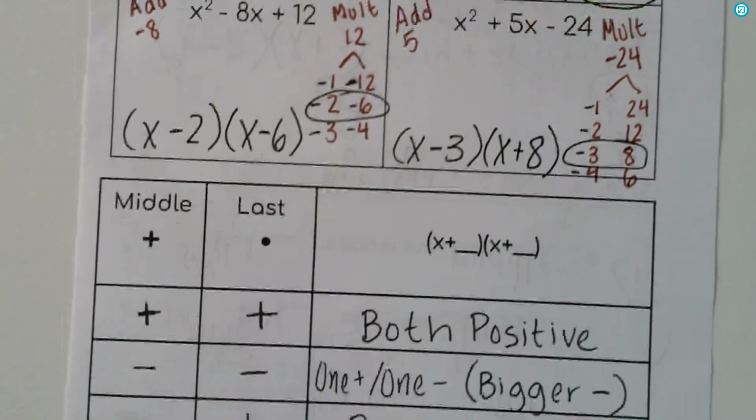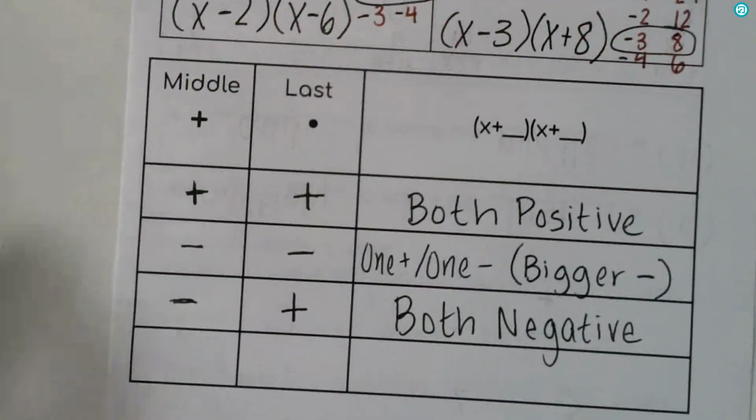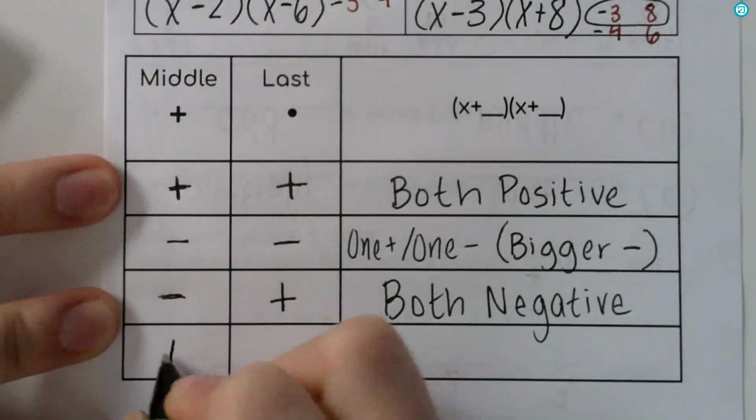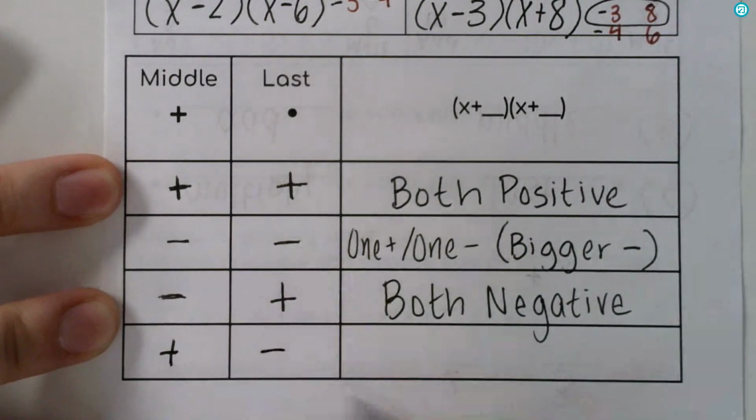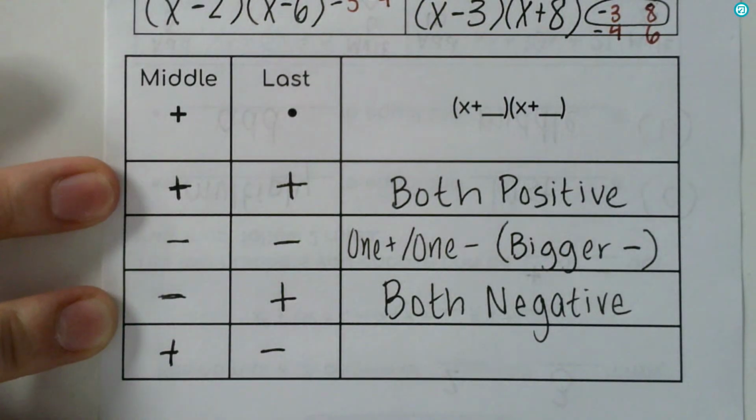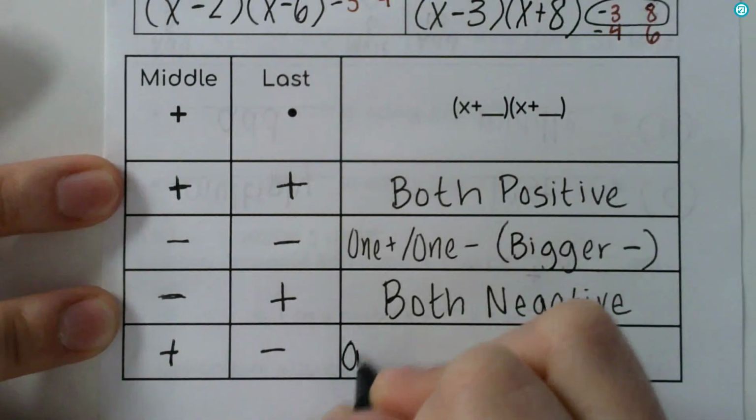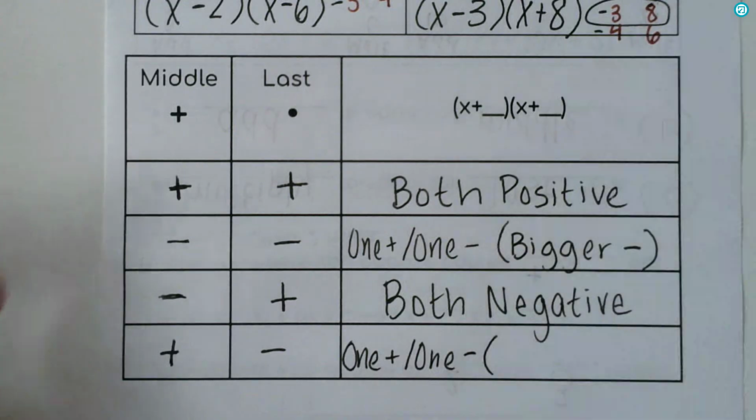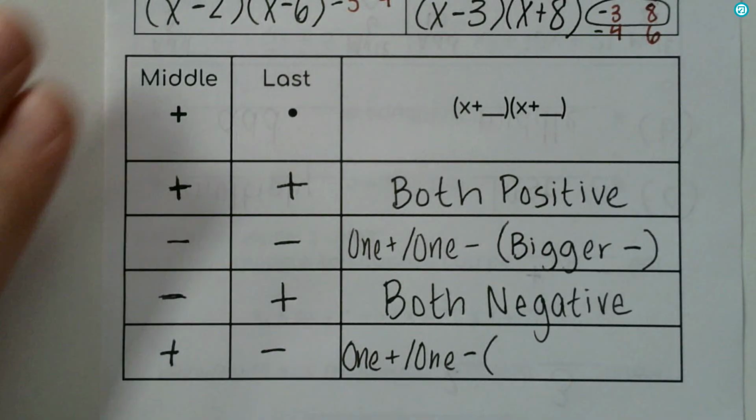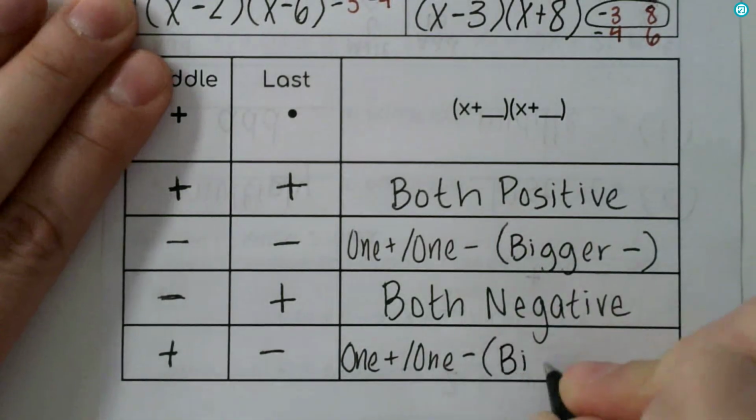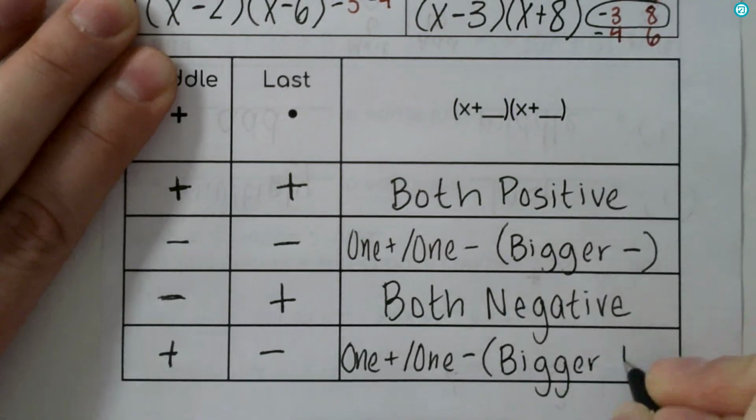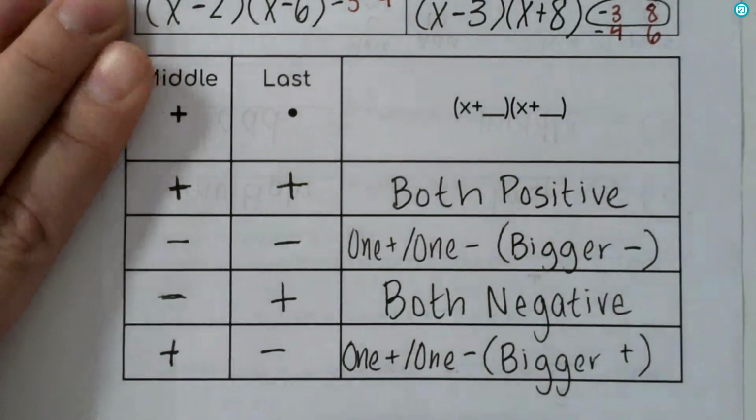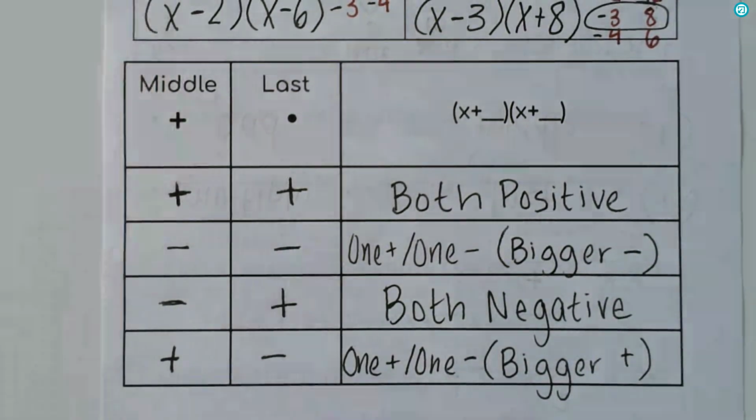Last row of our table. We just added to be positive, but multiplied to be negative. Anytime we need to multiply to be negative, we know it's going to be one positive and one negative. Then in parentheses, the type of number I used for that was I picked two numbers and I made the bigger one positive because I want the more powerful one to make things end up being positive.